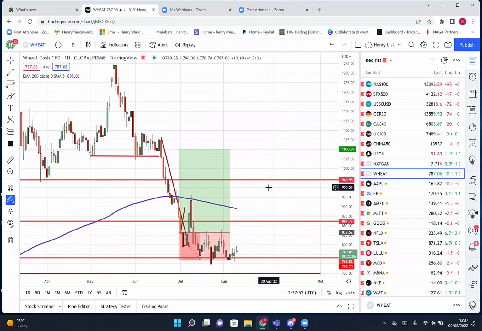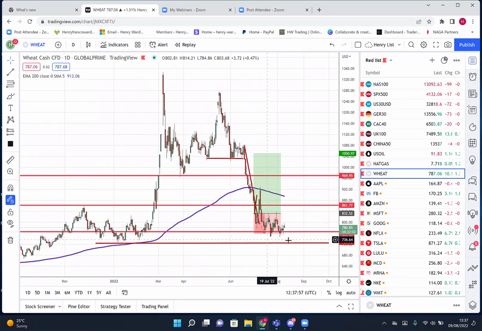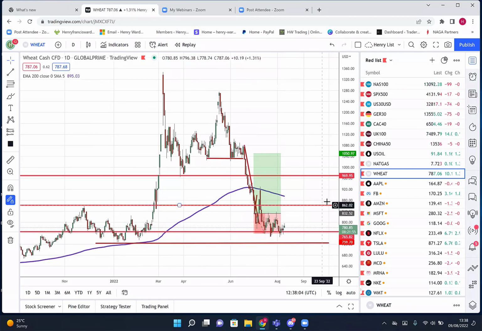Wheat again, for me, needs to come down a little bit further before it gets down to a potential tradable area. But if we look at this, it's just been moving sideways. It is not something that I am looking to do at the moment.